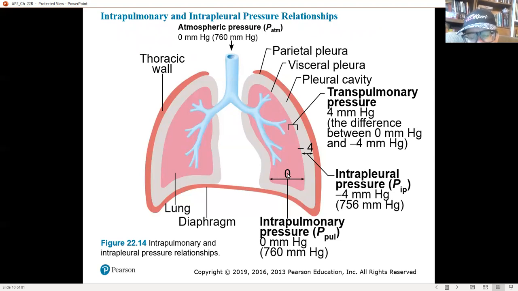Interpulmonary pressure, inter meaning inside of, pulmonary, this is the pressure inside the lungs. And they're showing this as being equal because that is where you will end up eventually. Obviously, if you have lower pressure in the lungs, atmospheric pressure will flow in until they equalize and they're the same. If you have higher pressure in the lungs, air will flow out until they are equal. So yeah, that's accurate. The transpulmonary pressure, the difference between what's happening pressure-wise in the lungs and what's happening in the interpleural space, that's what keeps your lungs inflated.